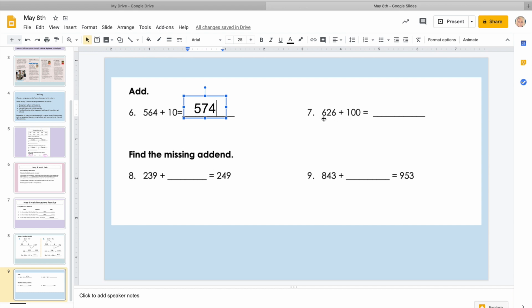I'm going to want you to try this one on your own, focusing on that mental math skill. The place value that is going to change is the hundreds column. So go ahead and try that one on your own.